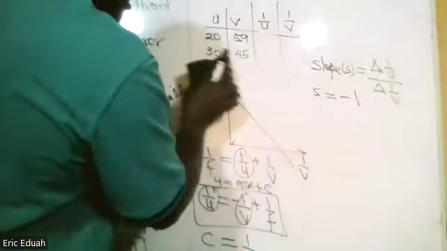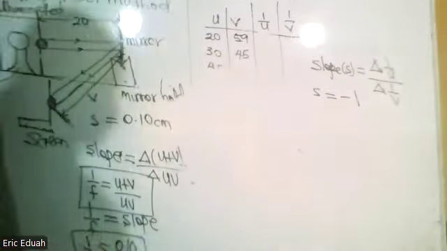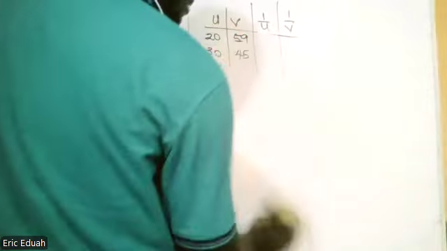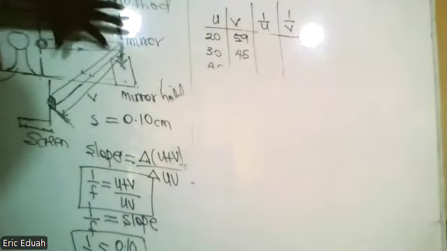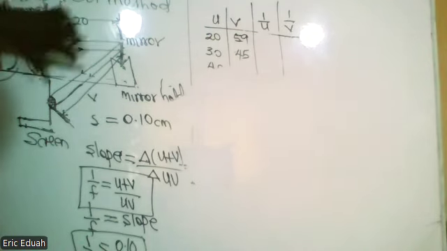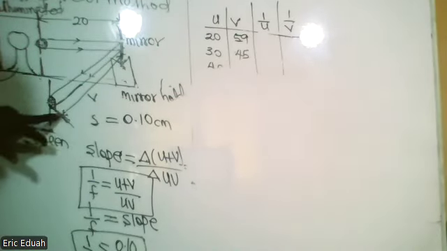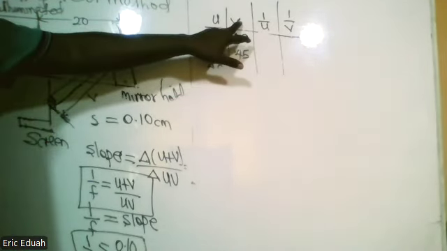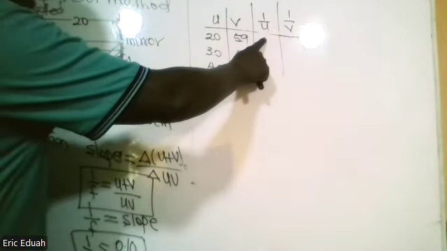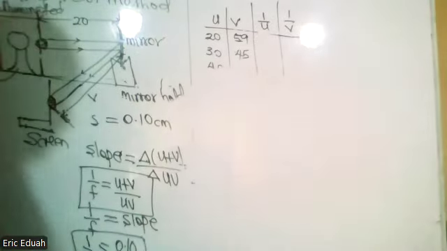So, just as we have discussed earlier, we are giving different values to u. We measure the object distance. We move the screen so we have a sharp image formed on the screen. Then we measure from the mirror to the screen, and that will be v. So when we finish, we put 1 over u and 1 over v.